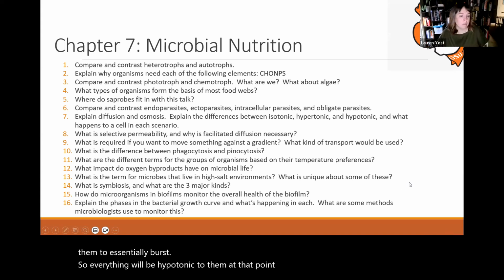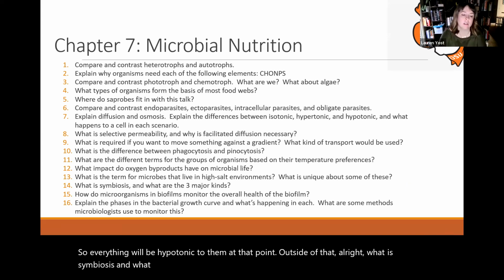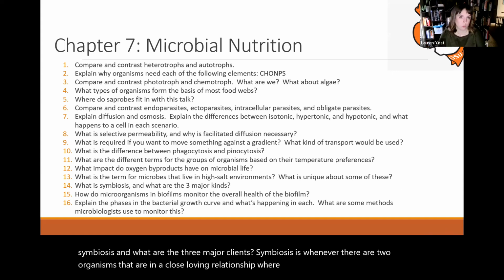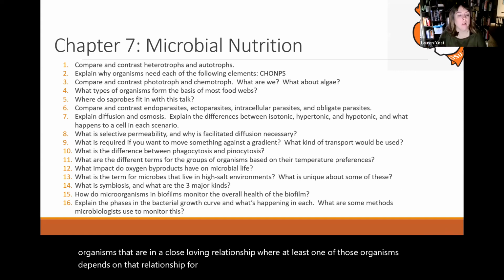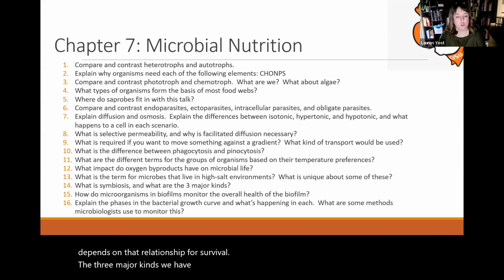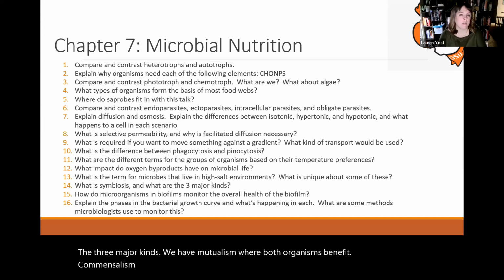All right, what is symbiosis and what are the three major kinds? Symbiosis is whenever there are two organisms that are in a close living relationship where at least one of those organisms depends on that relationship for survival. The three major kinds, we have mutualism, where both organisms benefit. Commensalism, where one organism benefits and the other one is neither harmed nor helped, just is there.